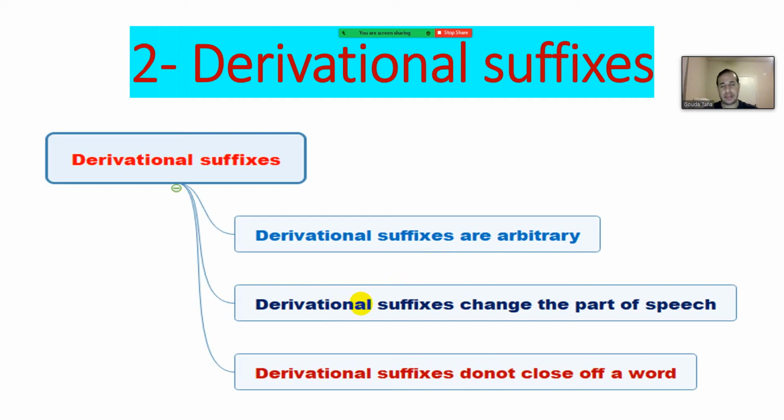If we look back at achieve, it's a verb. After adding ment, it becomes a noun. Happy is an adjective; with ness, it becomes a noun. And then we have identify, it's a verb. After adding ty, it becomes a noun. And they do not close off words. So we can add inflectional suffixes after them. So, for example, we have singer, singers, or play, player, players.